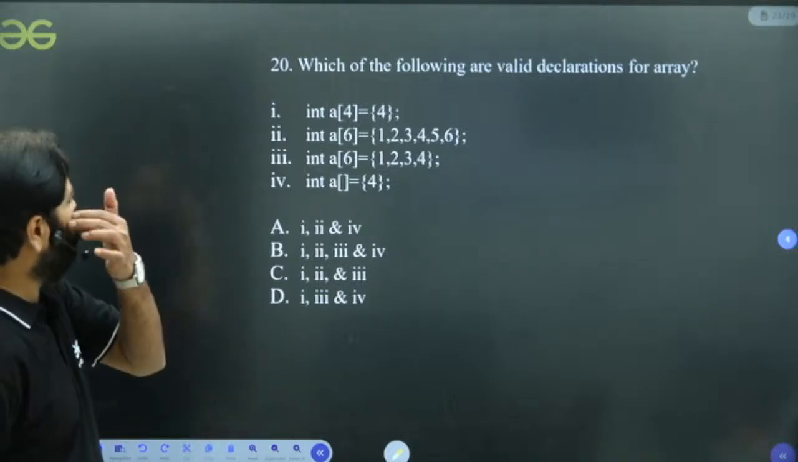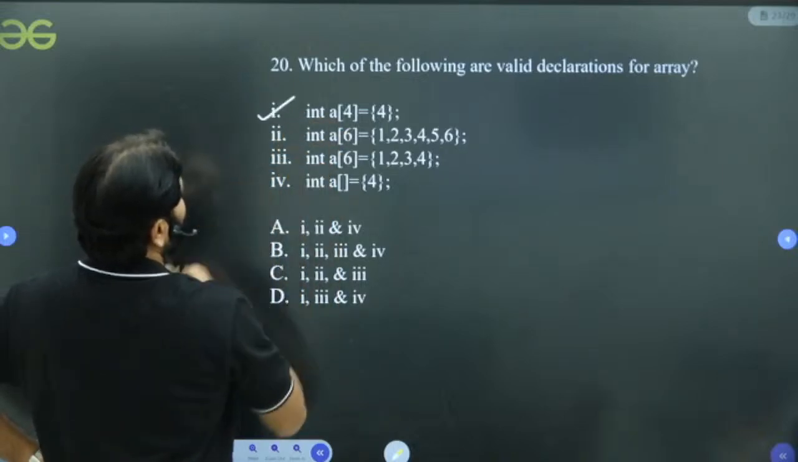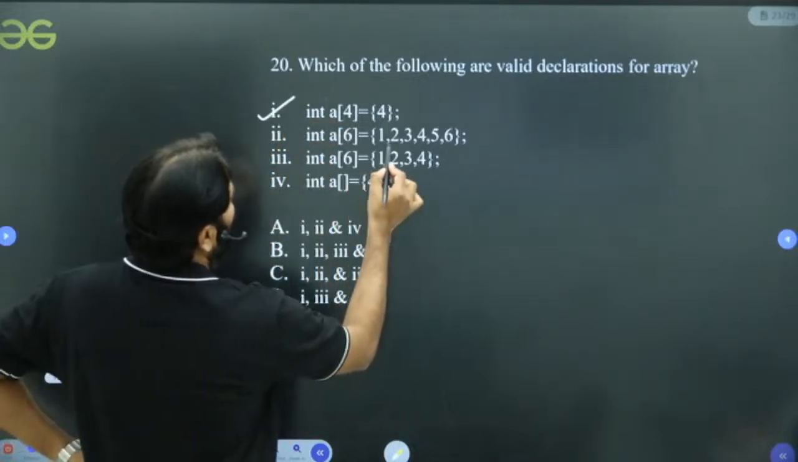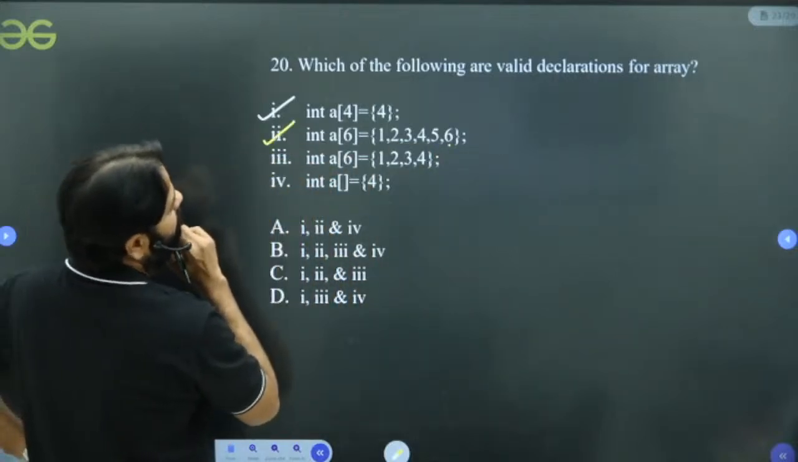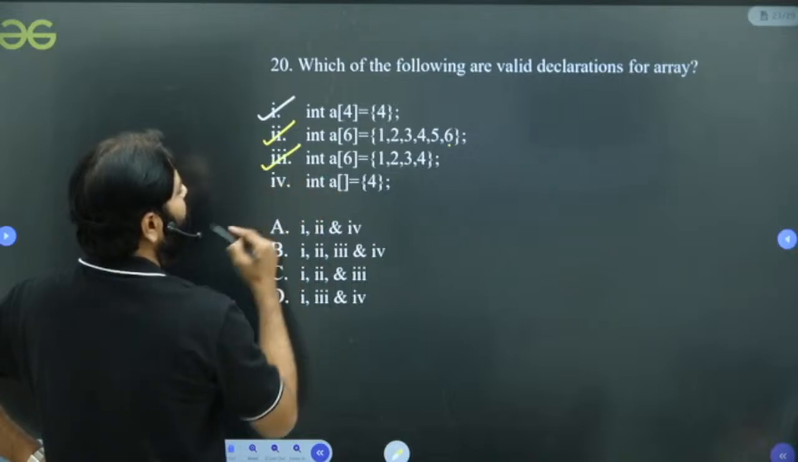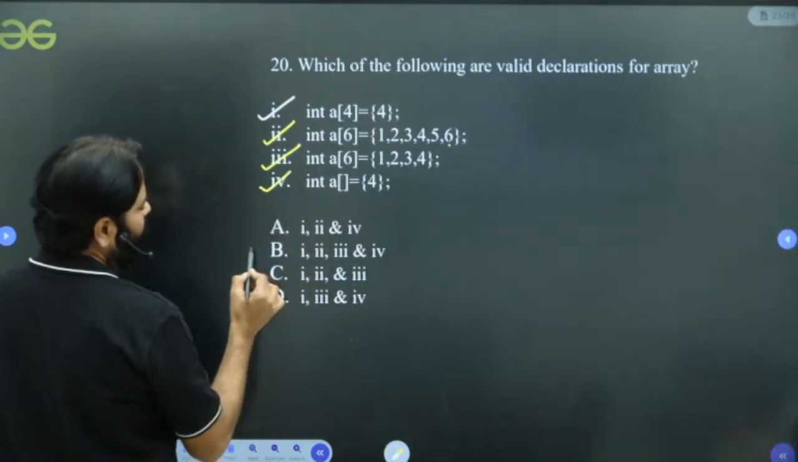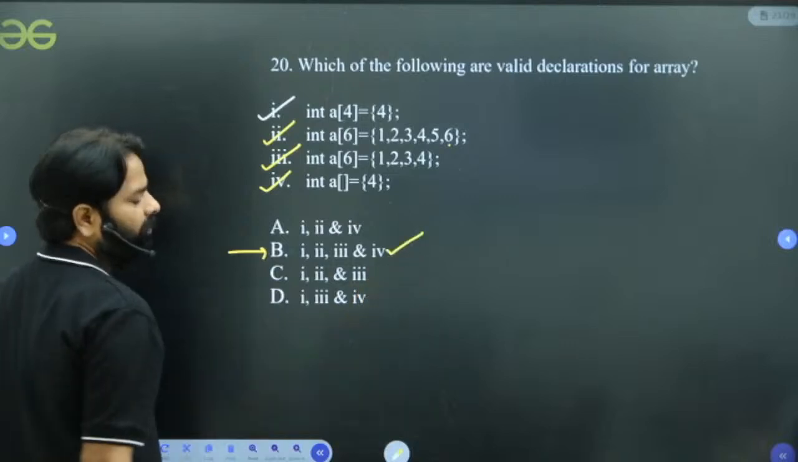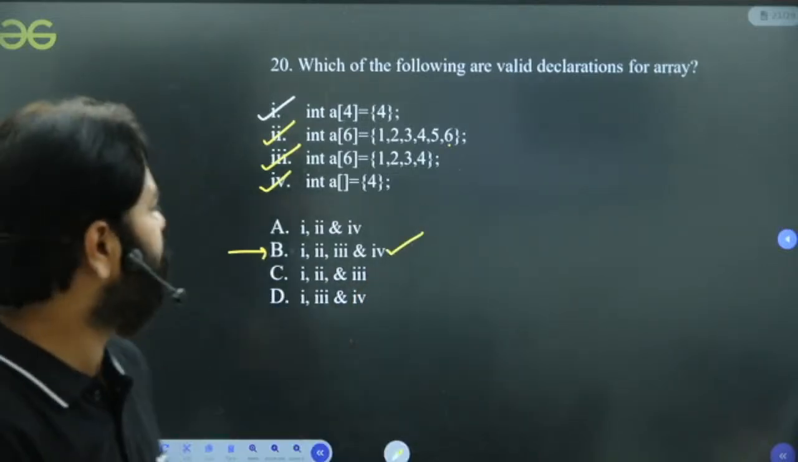Valid declarations. Is this valid? 0, 1, 2, 3, 4, 5. Still it is valid. 6, you have 4. It is also valid. All are valid. There is no such thing here as wrong. Correct?